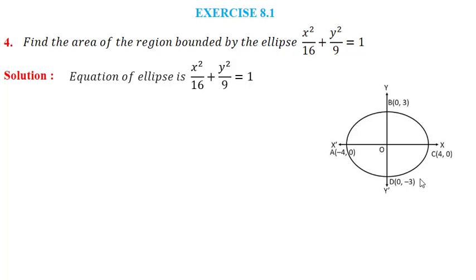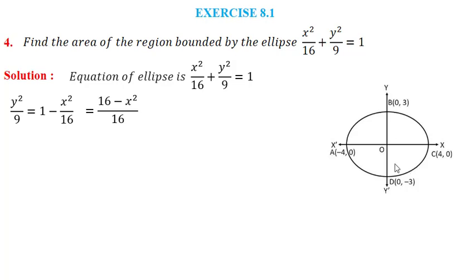That will give me the ellipse. Now if you observe this ellipse carefully, you will find that the area in the first quadrant is the same as the area in the second quadrant, the third quadrant, and the fourth quadrant. So if I calculate area in the first quadrant and multiply that area by 4, I can get the area of ellipse. So let us do that.